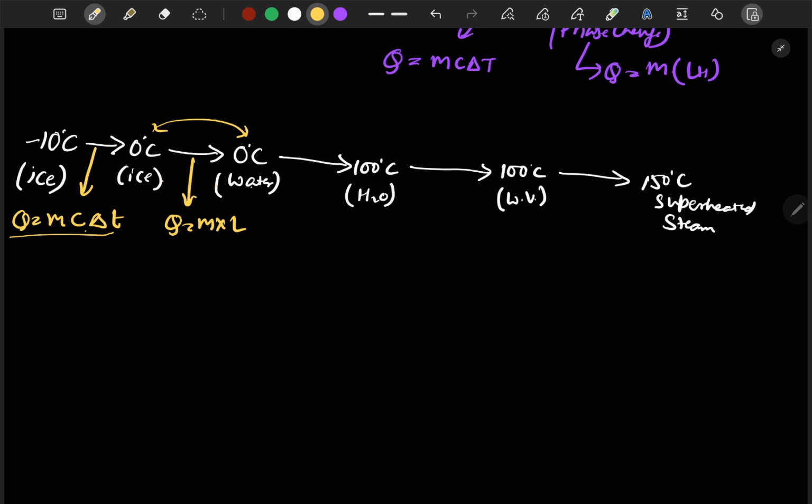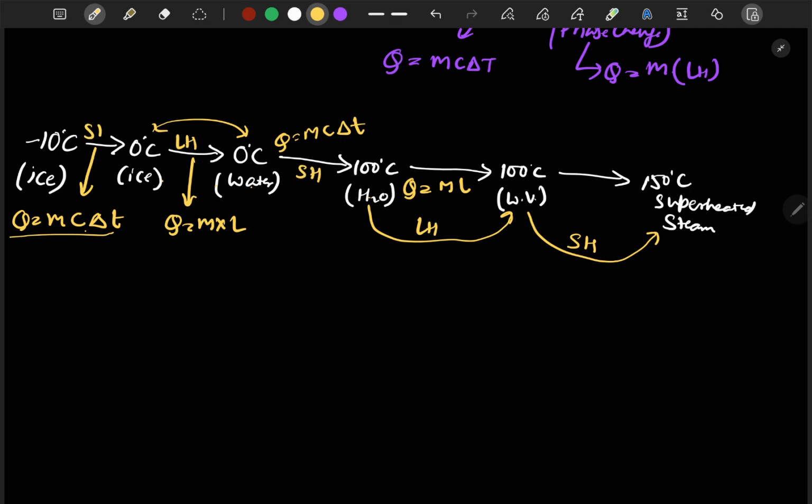Now next, water to water, 0 degrees Celsius to 100 degrees. So this is sensible heating. You can write Q is equal to m c of water into delta T. Now here again, water to water vapor, that is latent heat. So Q is equal to m into latent heat of water to water vapor. Now here again it is water vapor to water vapor, only superheating. So this is sensible heating, again latent heating, sensible heating, latent heating, sensible heating. And here again it is Q is equal to m c of steam into delta T.